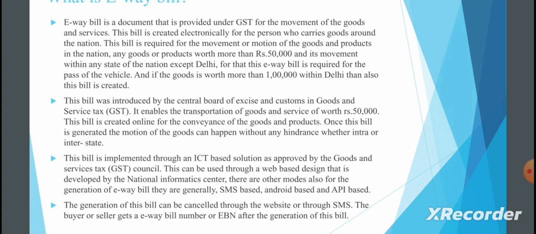This can be used through a web based design that is developed by the National Informatics Center. There are other modes also for the generation of e-way bill. They are generally SMS based, Android based, and API based. The generation of this bill can be cancelled through the website only or through the SMS. The buyer or seller gets an e-way bill number or EBN after the generation of this bill.